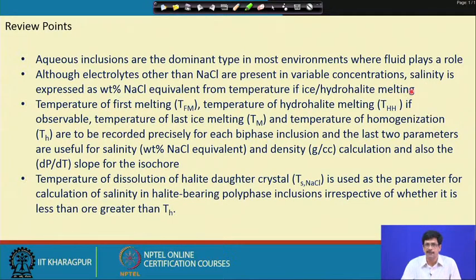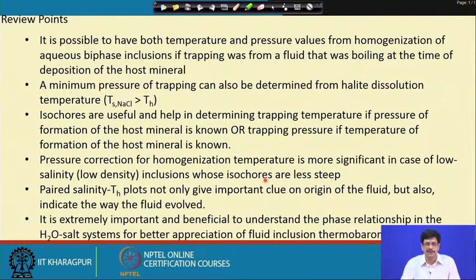That is not a serious deficiency, but it definitely introduces some amount of error in knowing the exact salinity value. The temperature of first melting gives us an idea as to whether it is pure sodium chloride or whether cations other than sodium are present. The temperature of melting of ice is used to calculate the weight percent NaCl equivalent, that is the salinity of the fluid, total dissolved solid, and the temperature of dissolution of solid crystal, that is Ts NaCl, is used to calculate the salinity, and also the density is calculated from temperature and salinity.